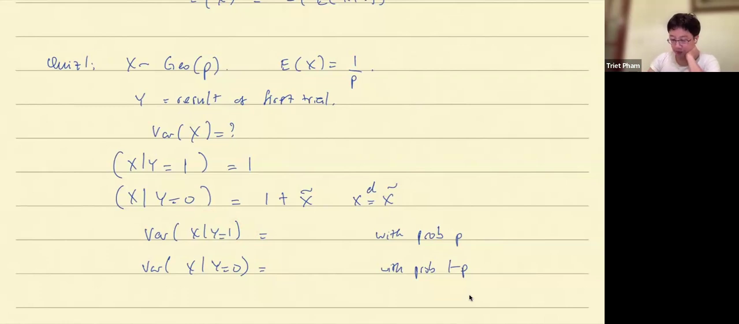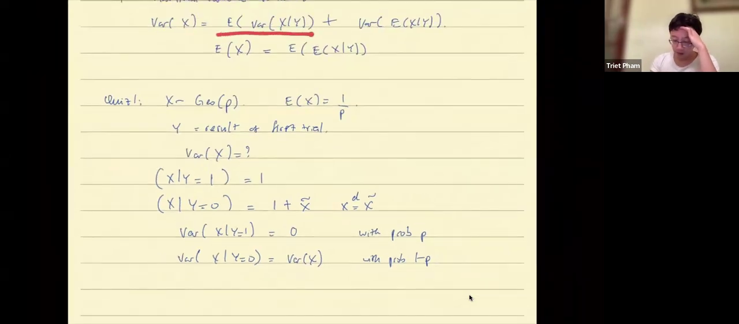And the answer is 0, right? Because 1 has variance 0. Then it should not be surprising that the conditional variance here, given y equals 0, is just the variance of x, because the variance of 1 plus x tilde is the variance of x. X tilde has the same distribution as x. All right.